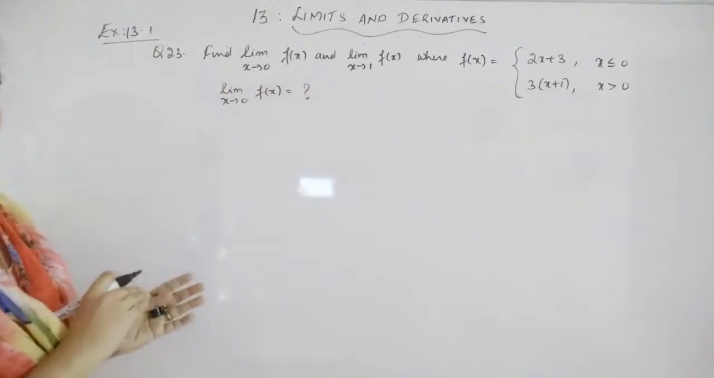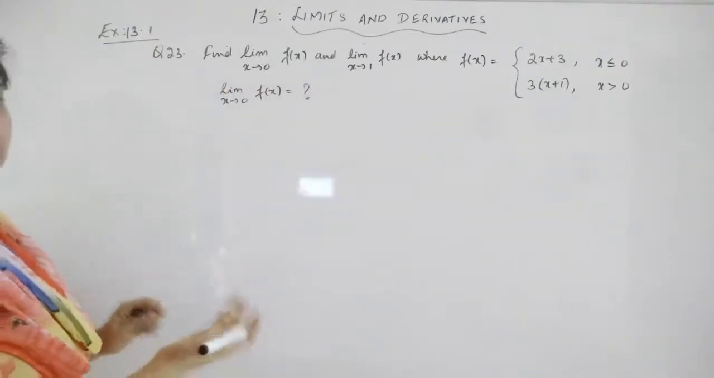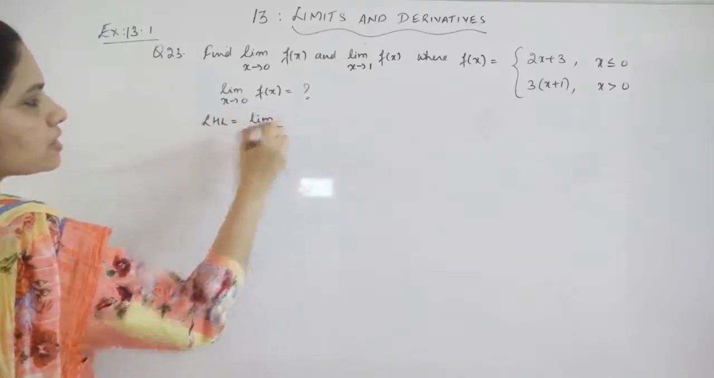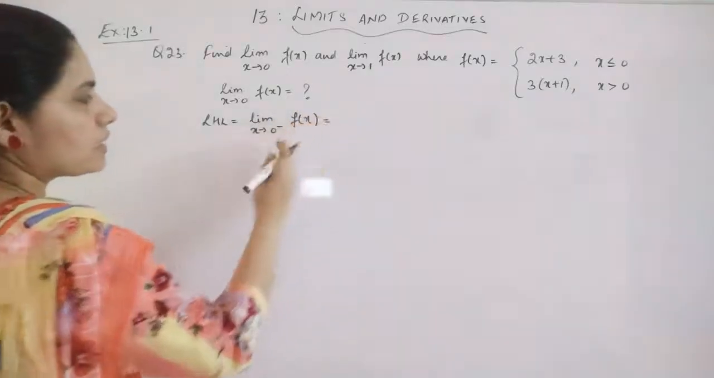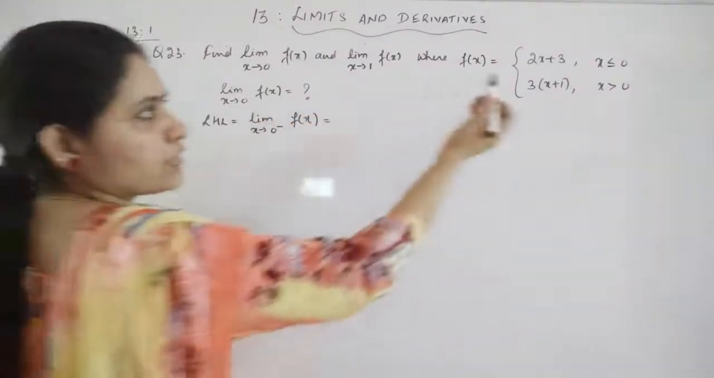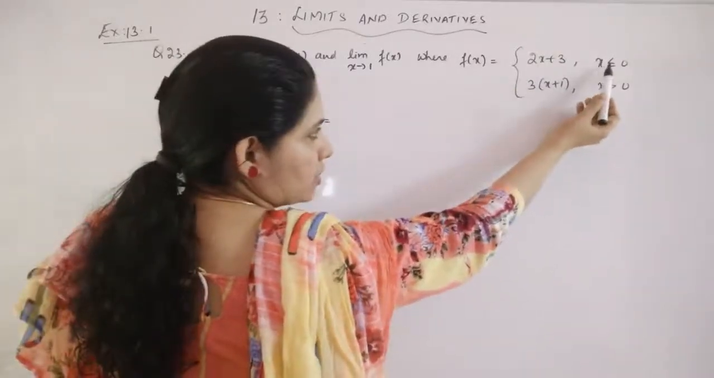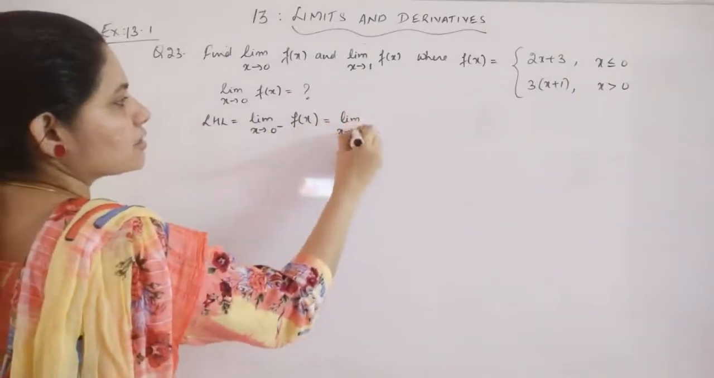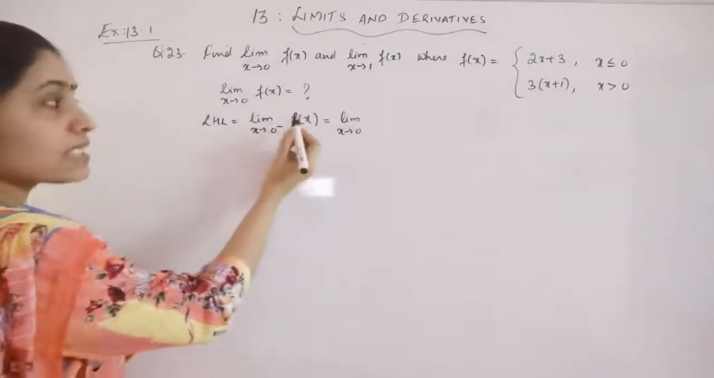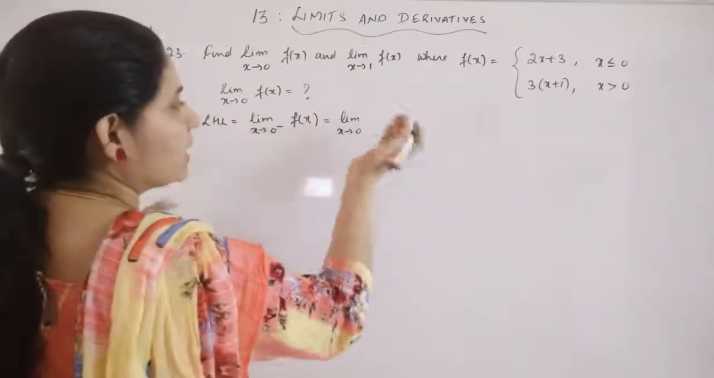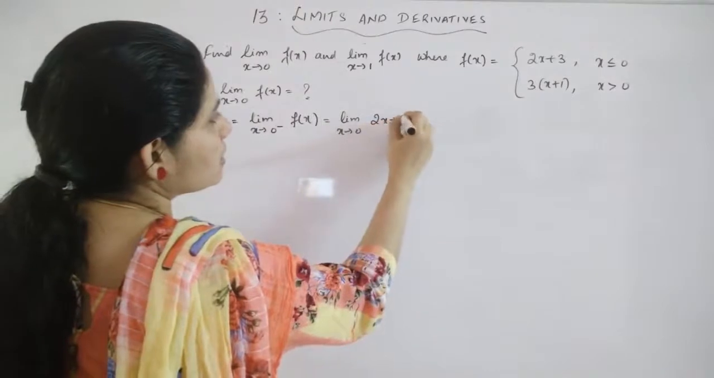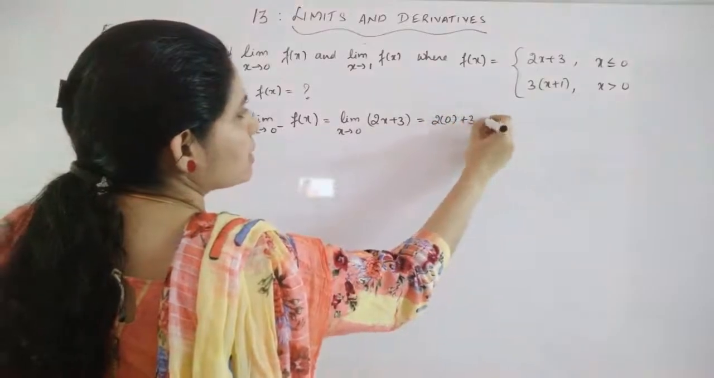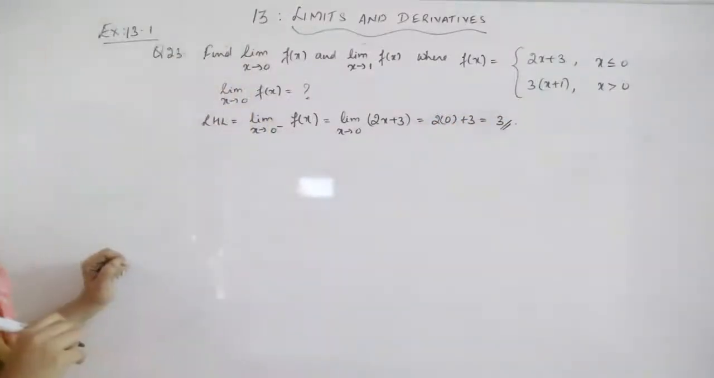For that we need to find out the left hand limit and right hand limit. So LHL will be limit x tends to 0 minus f of x, which means from the left side of 0. So which value of the function will we choose? When x is less than 0, the function value is 2x plus 3. I am not substituting the negative; I am just replacing the corresponding value of f of x when x is less than 0. So you will have 2x plus 3 instead of f of x. Now replace x with 0 and you get 2 into 0 plus 3, which is equal to 3. So this is the left hand limit.